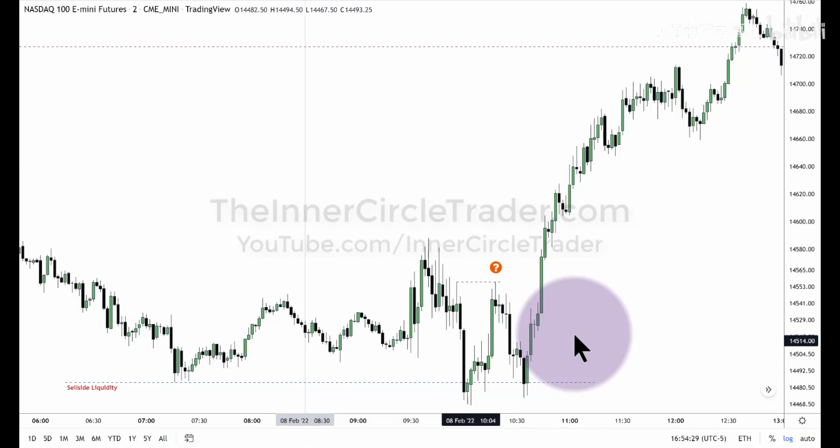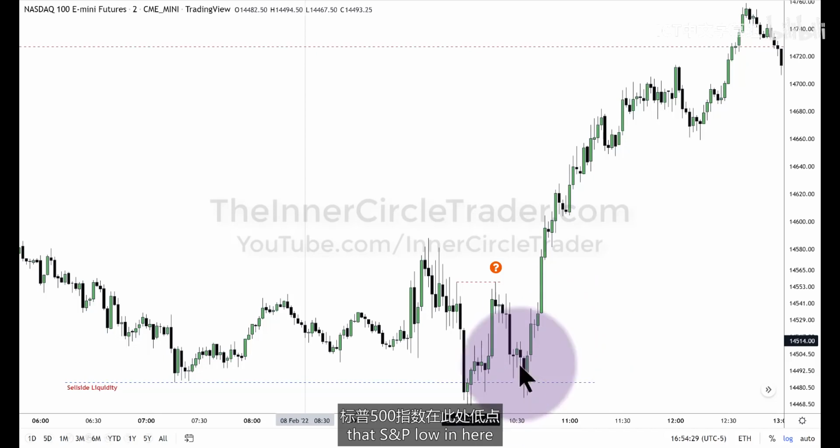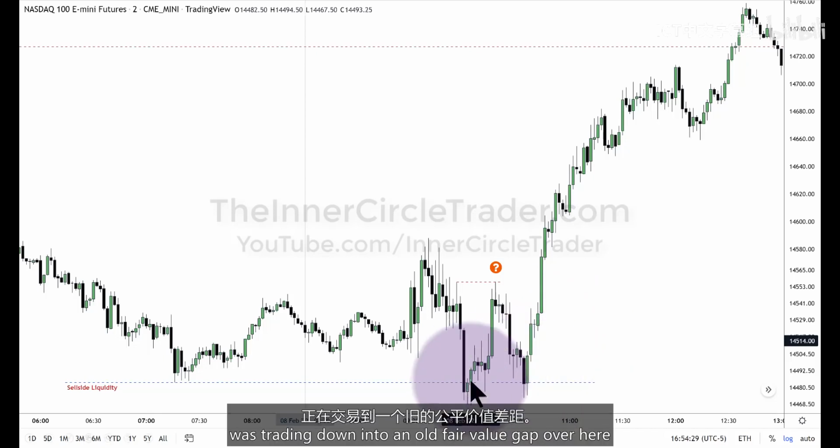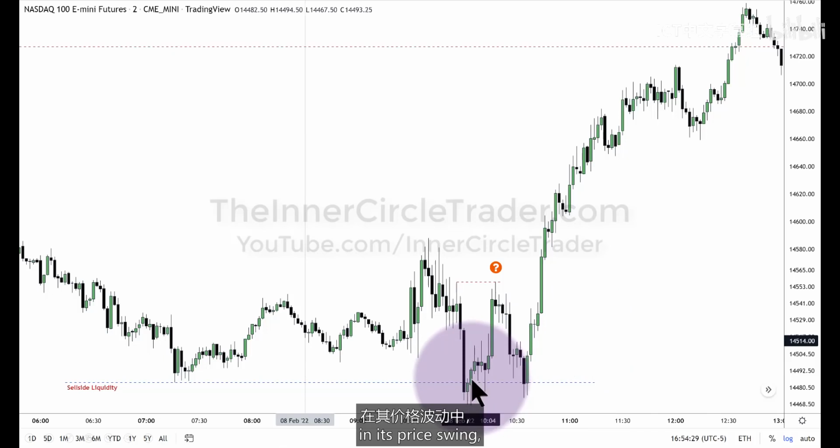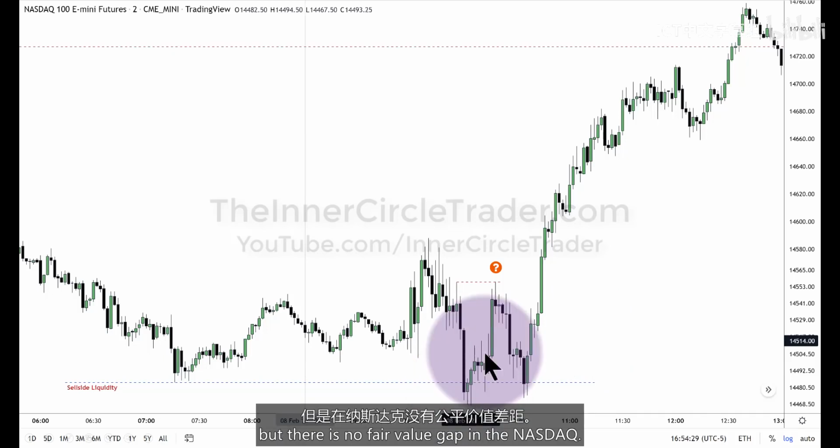So the logic is that the S&P low in here was trading down into an old fair value gap over here in its price swing. But there is no fair value gap in the NASDAQ. See that? Now let's go back down into the S&P.